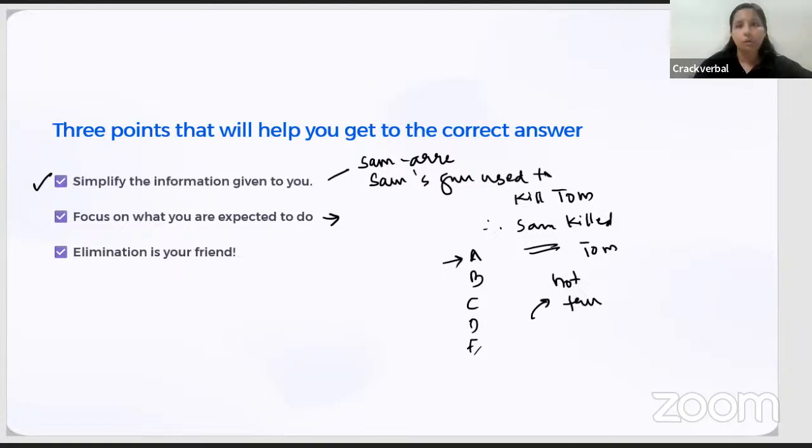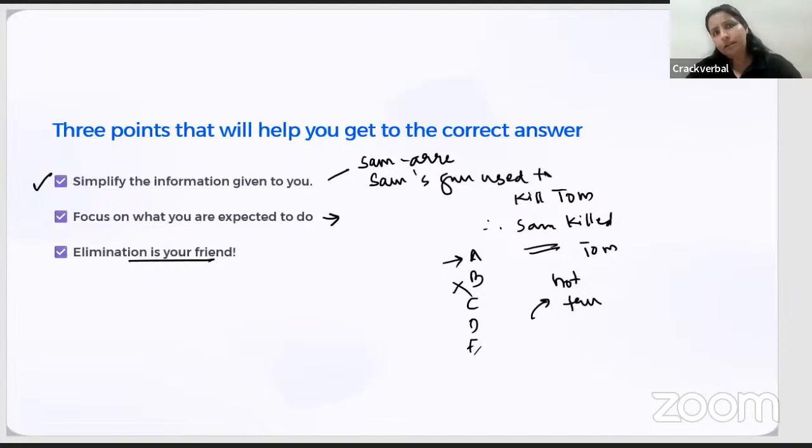If it's information talking about this or that, it is not relevant, I'm going to eliminate. Elimination is your friend. The GMAT is an exam of elimination. Don't expect that the correct option is going to jump out at you. It's very difficult for us to immediately identify what the correct option is.